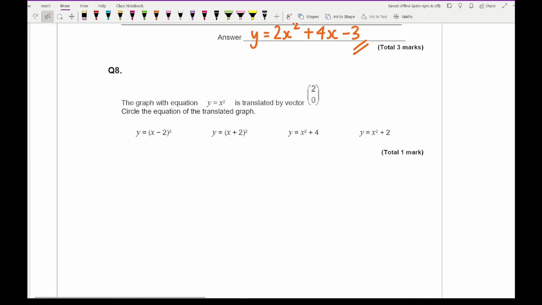Then moving on to question 8, it says the graph with the equation of y equals x squared is translated by the vector of 2, 0, and it says circle the equation of the graph. Well, here we're shifting it up 2 places, so that then is going to become x squared plus, oh no, sorry, we're not shifting it up 2 places. We are shifting it to the right 2 places. So then we're doing something to the x because we're changing the x ordinates. So common sense thinks that you're moving it to the right, but actually we're moving it to the left. So it's going to be x minus 2 squared, and that is option number 1.